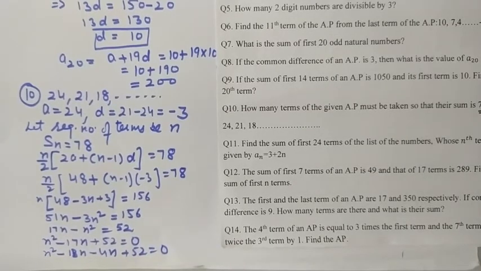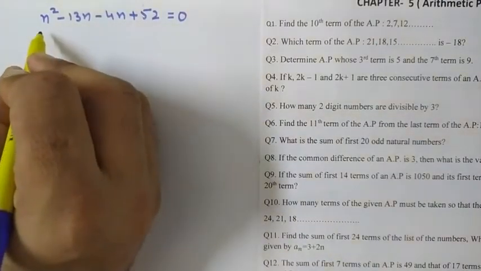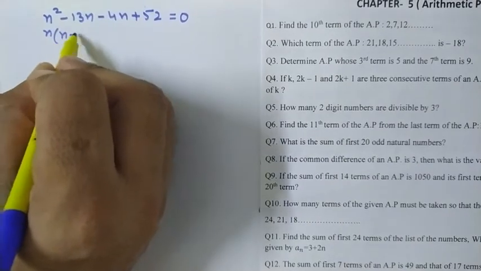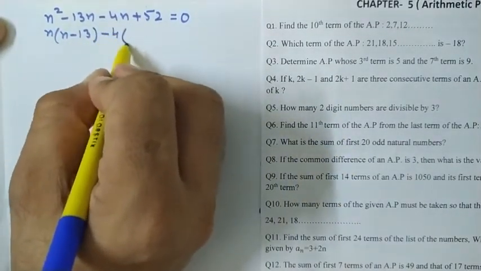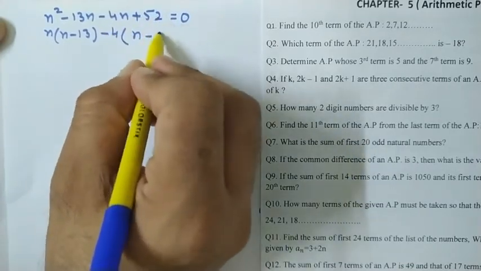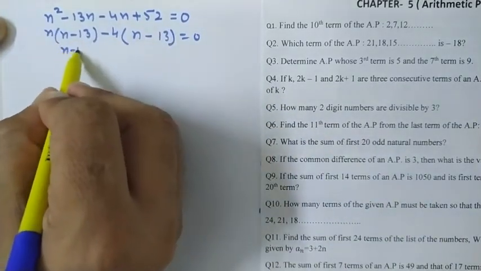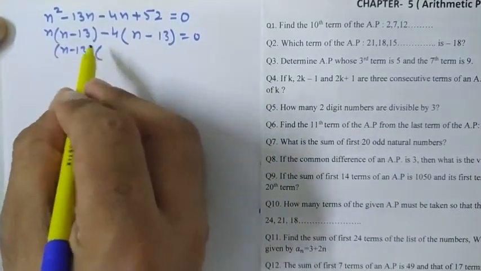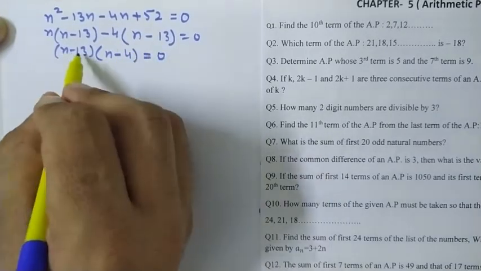So let's take another sheet. Here n is common, so what is left? N minus 13. And from here minus 4 is common, so what is left? N, and minus and minus is plus, 4 13s are 52. So from these two, n minus 13 is taken common. What is left inside? N minus 4. So the product of these two factors is 0.